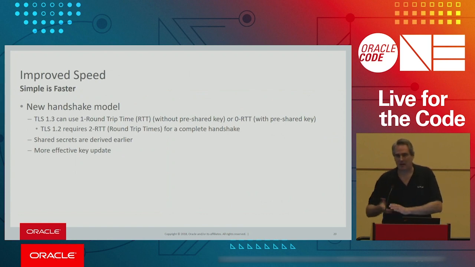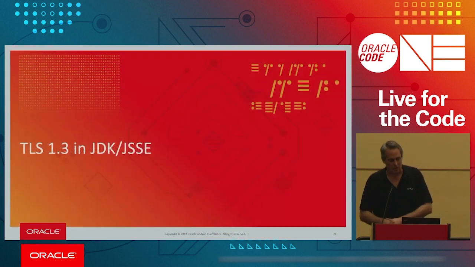So that kind of hinted at this already. TLS 1.3 can use 1 round trip without using pre-shared keys. Or there is a mode by which you can use 0 round trips. So you basically send your client hello and then immediately start sending data. But that has some questionable attributes right now, and they're still trying to get that straightened out. So as I mentioned, the shared secrets are derived earlier, and there are some more effective key exchanges.